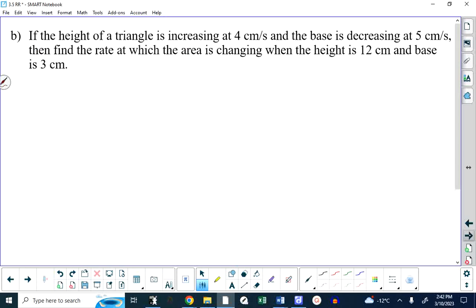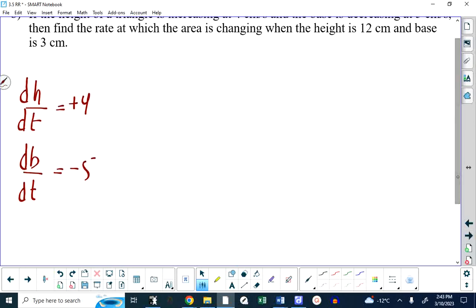If the height is increasing at 4 centimeters per second, and the base is decreasing at 5 centimeters per second, what's the rate at which the area is changing at a particular point? Now I want to highlight something, and I held off on telling you this because I didn't want to overload things at the beginning.